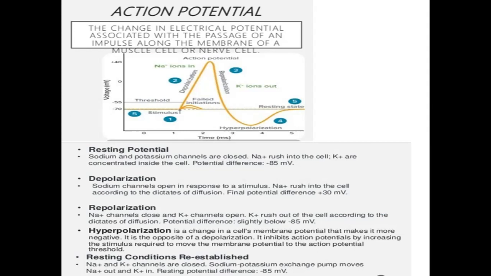After that, hyperpolarization state. It is a change in a cell's membrane potential that makes it more negative. It is opposite of a depolarization state. It inhibits action potential by increasing the stimulus required to move the membrane potential to the action potential threshold.